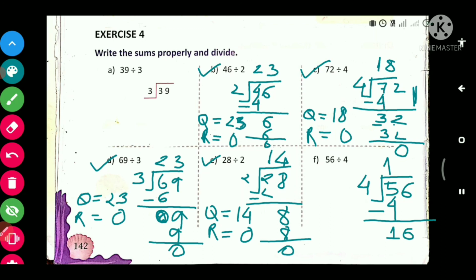Now our number is what? 16. Now in the multiplication table of 4, is 16 there or not? 4 1s are 4, 4 2s are 8, 4 3s are 12, 4 4s are 16. So we'll write 4 here and 16 here. So our remainder is what? 0. So here what we got? Quotient is 14 and remainder is what? 0. Okay. So I hope that you have understood how to divide two-digit numbers, right, with remainder.